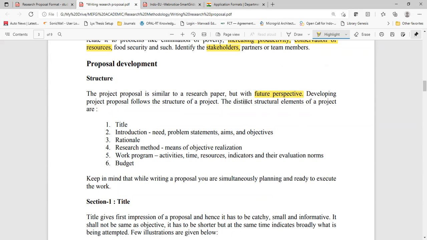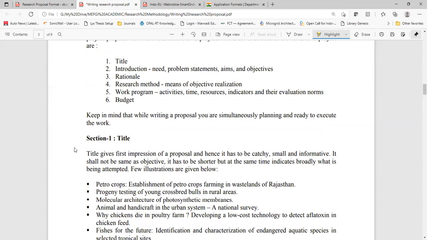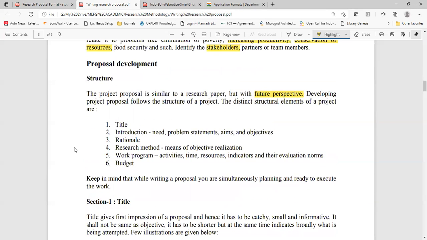So you do not exactly mention that this is the technique through which I'm going to do it. No, you only mention that this is going to be the solution. You do not exactly mention the solution, otherwise anybody can copy it. Fine.